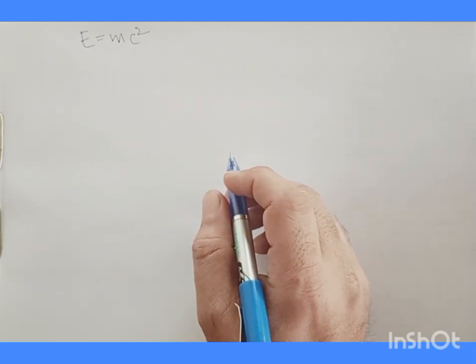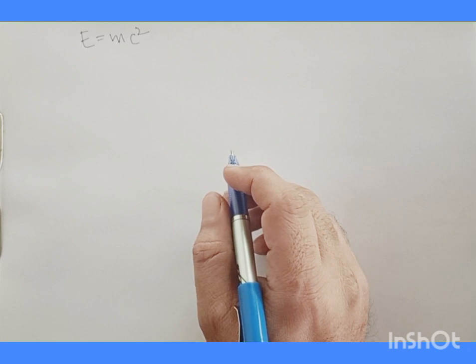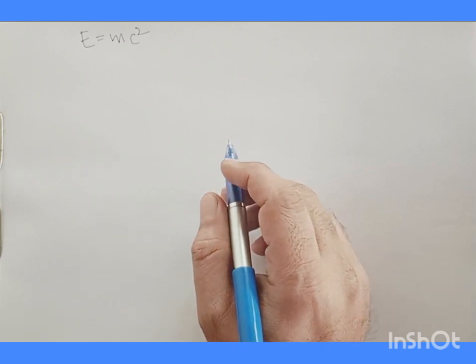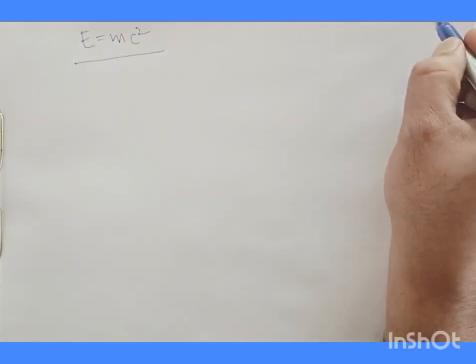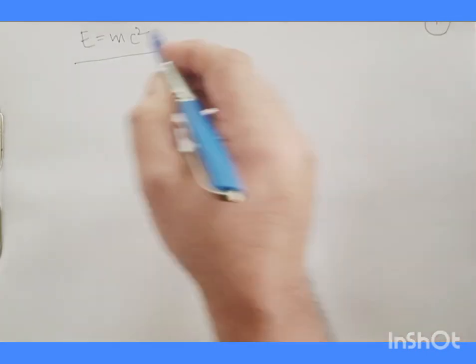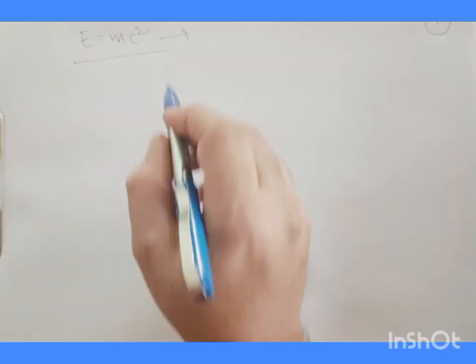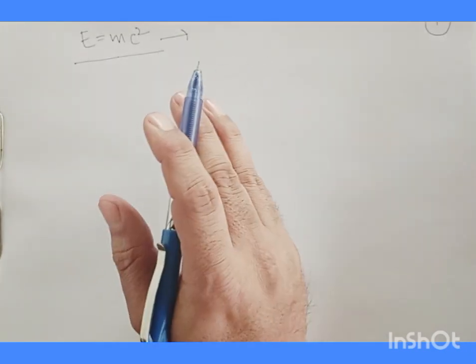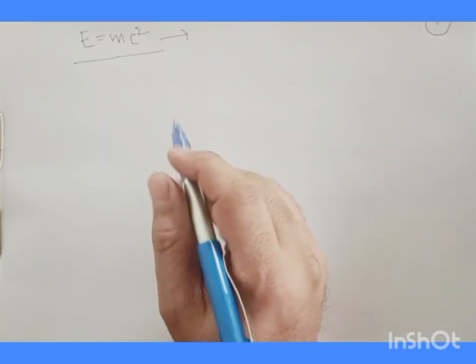And in this video, we will be trying to derive Einstein's mass-energy relationship, where E is the energy, m is the mass, and c is the speed of light. Ahead of that, we would like to develop the relation between relativistic energy and momentum.